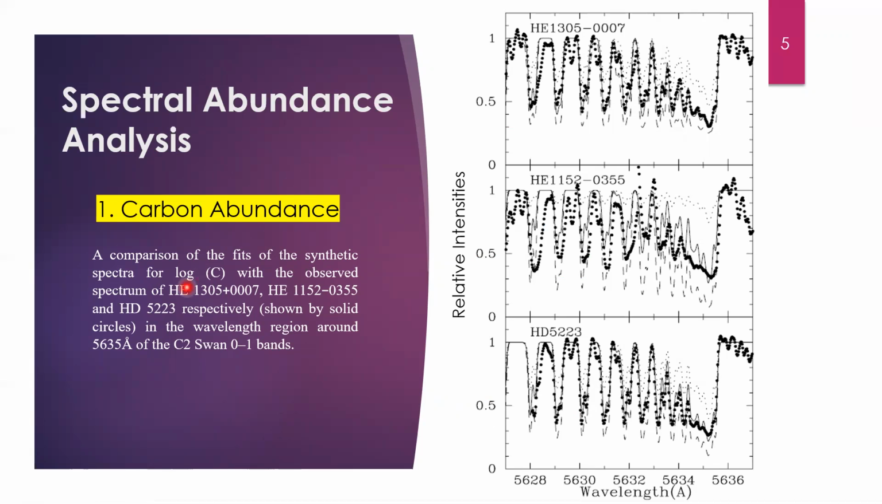First, we understand the carbon abundances in the program stars. Here we could see graphs comparing the fits of the synthetic spectra with the observed spectrum of HE1305, HE1152 and HD5223 respectively, shown by the solid circles, in the wavelength region of about the C2 Swan bands. It has been observed that out of these three stars, carbon is strongly enhanced in HE1305 relative to the solar photospheric carbon abundance, where we could see that the synthetic fit matches closely to the observations.